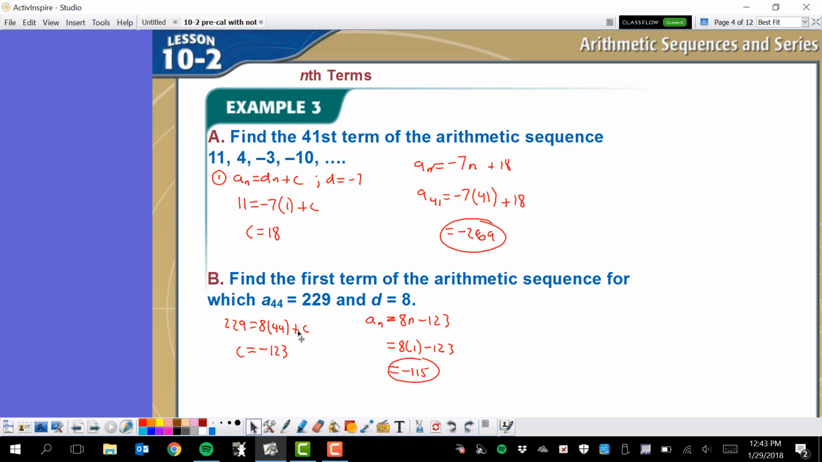And I don't know c, plus c. But you can solve for c pretty easily to get negative 123. So then if we put that all together, we get a_n equals 8n minus 123. And if I'm asked for the first term, I plug a 1 in for n, and I get 8 times 1 minus 123 gets me to negative 115.